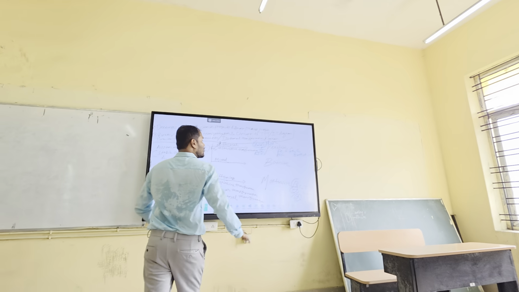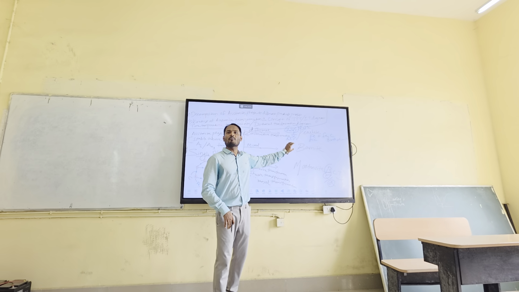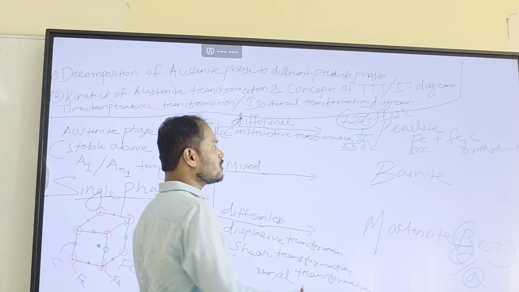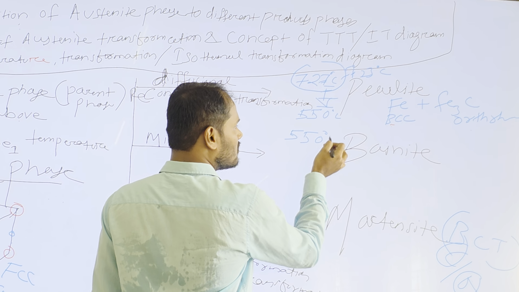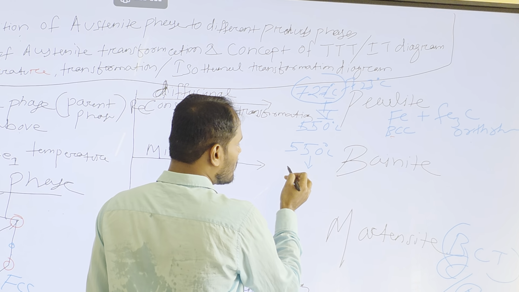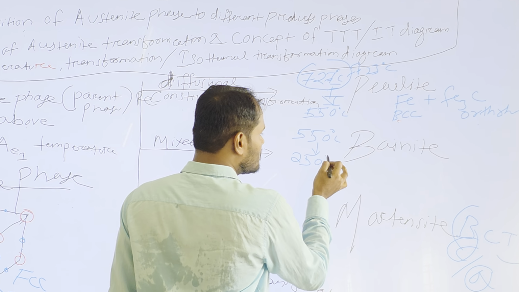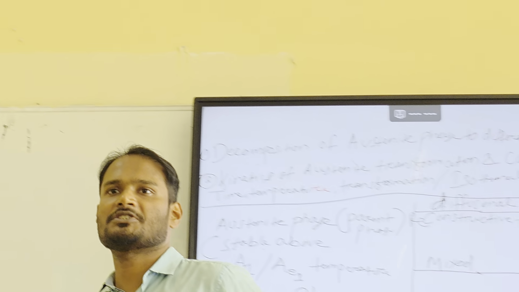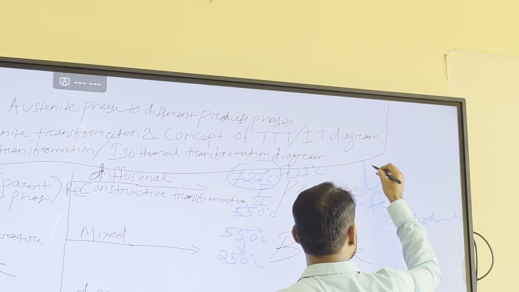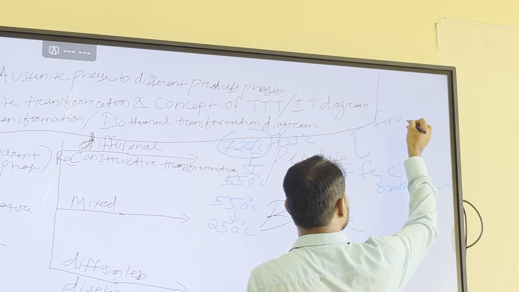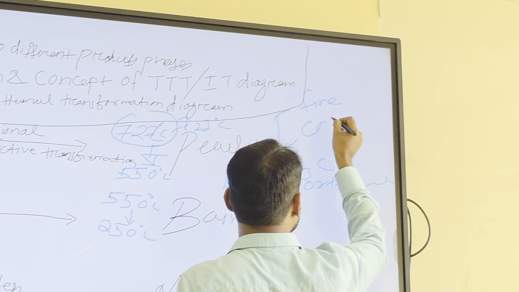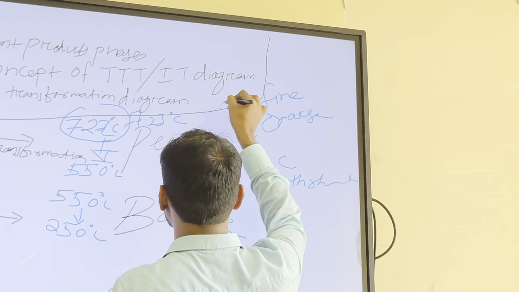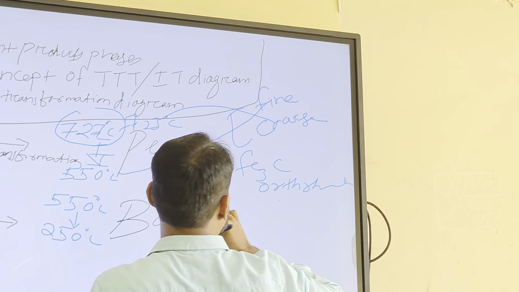Yes, it is fine. Now your question is the bainitic transformation temperature. So just understand, it starts at 550 and goes down to, suppose, 250. This is the temperature range of bainite formation. Coarse for this one and fine for this one, for example.